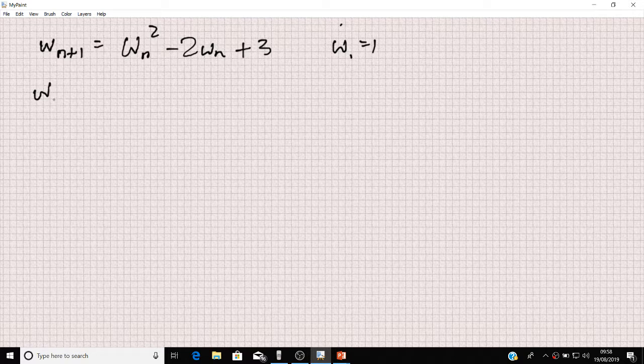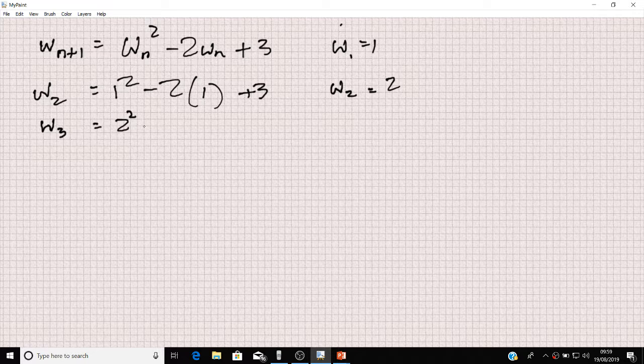So W2 will be 1 squared minus 2 times 1 plus 3. So we can see very quickly that W2 is equal to 2. W3 is 2 squared minus 2 times 2 plus 3. So we have 4 minus 4 plus 3. W3 equals 3.